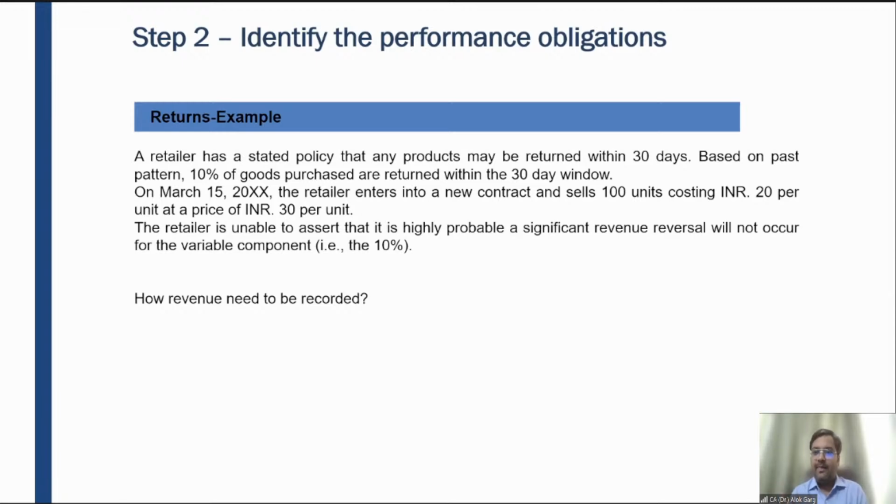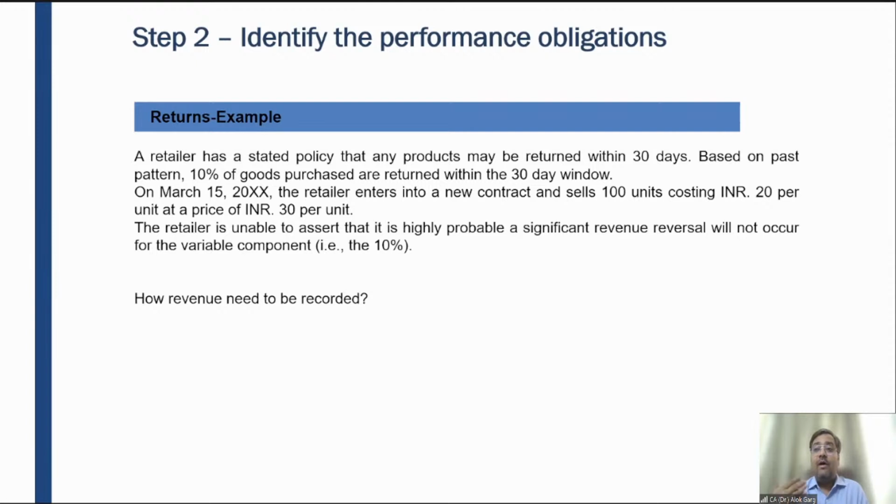Are you getting me? So friends, Amazon is giving you two promises. One, Amazon is selling you goods, and Amazon is saying if you will not like the goods, you can return the goods, right? So Amazon is also promising you the second thing. But the question arises, are these two separate performance obligations? Answer is no. These two are a single performance obligation.